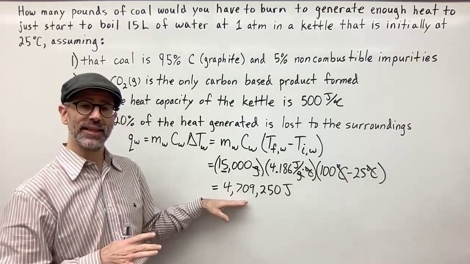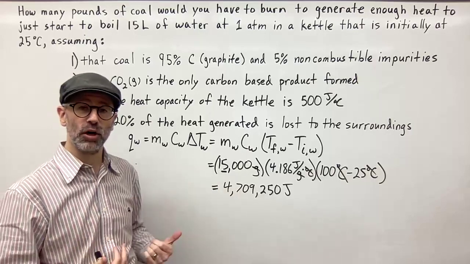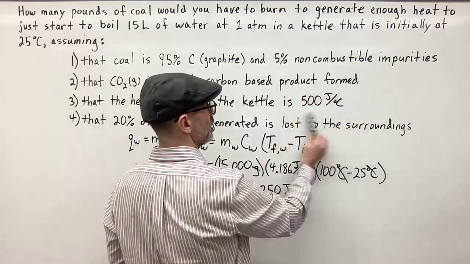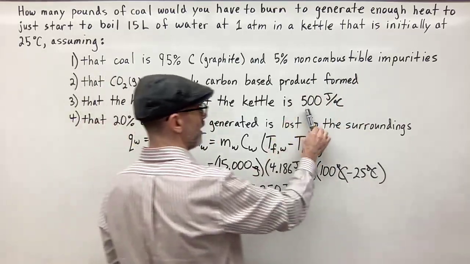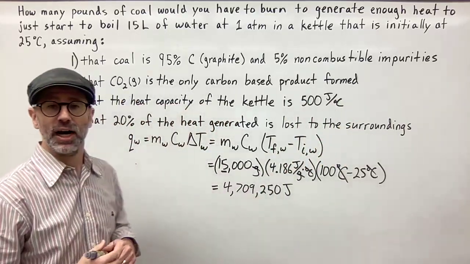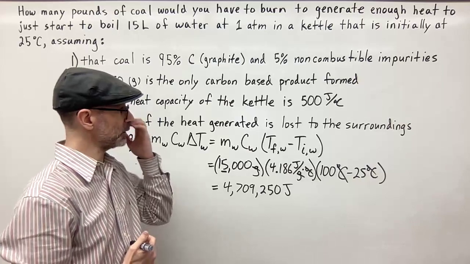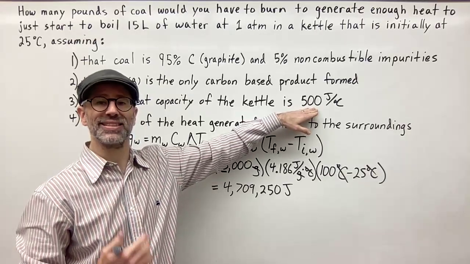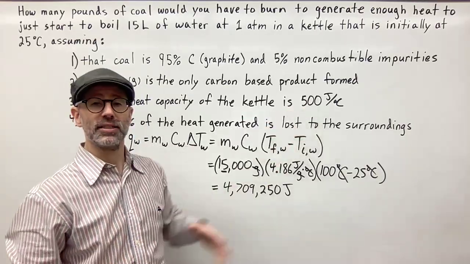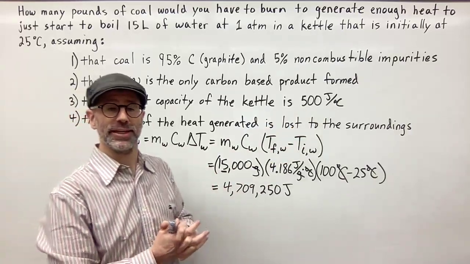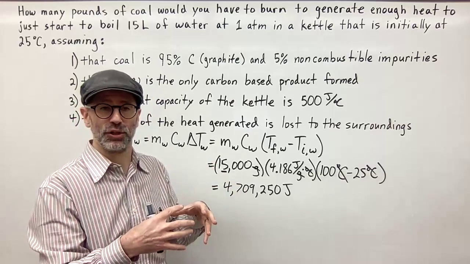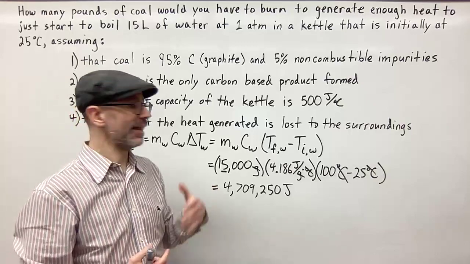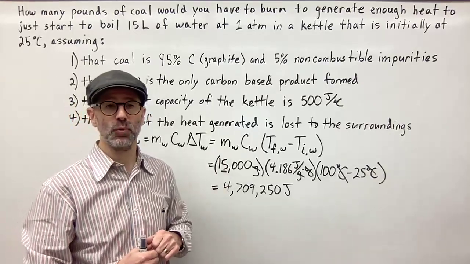But that's not all of the heat that was released by the coal. Remember, some heat is absorbed by the kettle. So now we have to figure out how much heat was absorbed by the kettle. And that's where the heat capacity comes in. We're told that 500 joules of energy is absorbed per degree Celsius. So here we can assume that the temperature change of the kettle is the same as the temperature change of the water. Since the water started at 25 degrees Celsius, and of course the kettle and the water are in contact with each other during this time, it's safe to assume that the kettle started at 25 degrees Celsius, and that also was raised to 100 degrees as well.